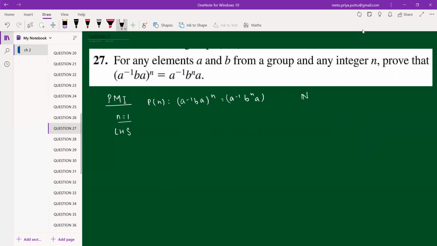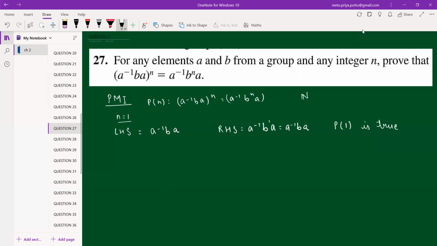So for LHS, for n equals 1, we have A inverse BA, and for RHS, we have A inverse B to the power 1 A, which is equal to A inverse BA. So hence LHS and RHS are equal. So we can say that P1 is true.